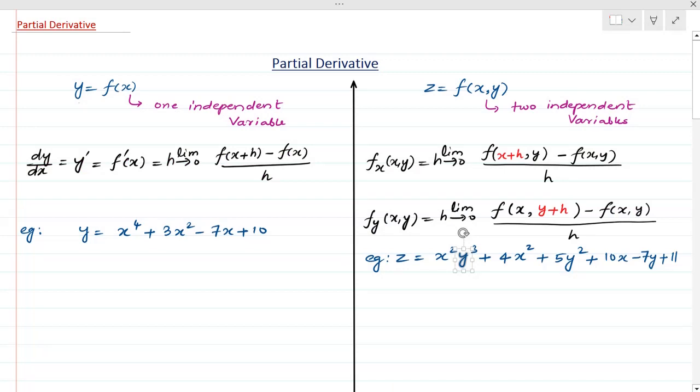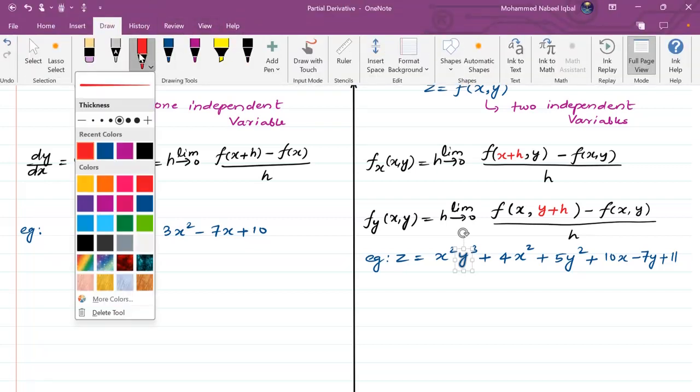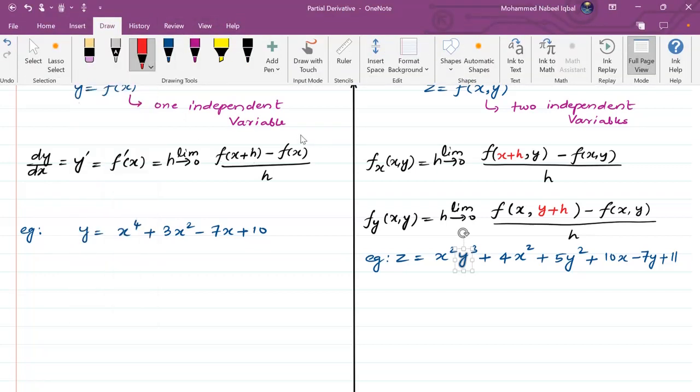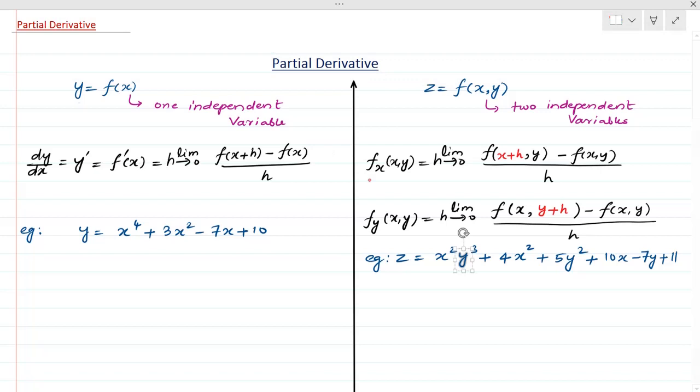In this video, we are going to discuss the partial derivative. First of all, we have to know when to use the partial derivative and when to use the ordinary derivative. When you have only one independent variable, x, we will use the derivative of this function.